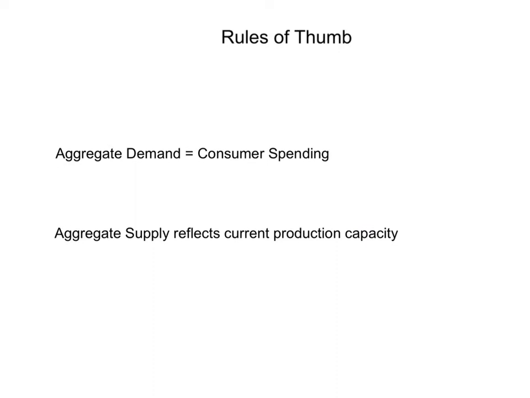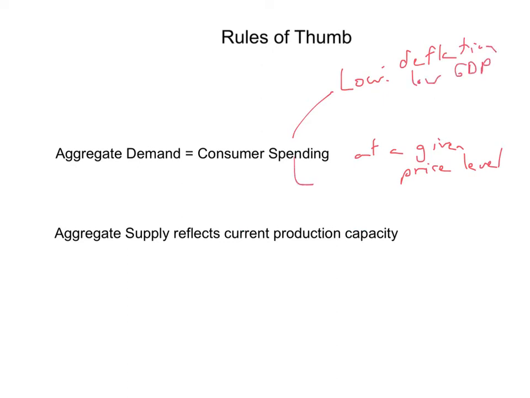Okay, so a few rules of thumb here. One is that aggregate demand is basically consumer spending at a given price level. Okay, so if consumer spending is low, that can lead to deflation and low GDP. If it's high, the opposite. We might have instead inflation and growth in GDP.